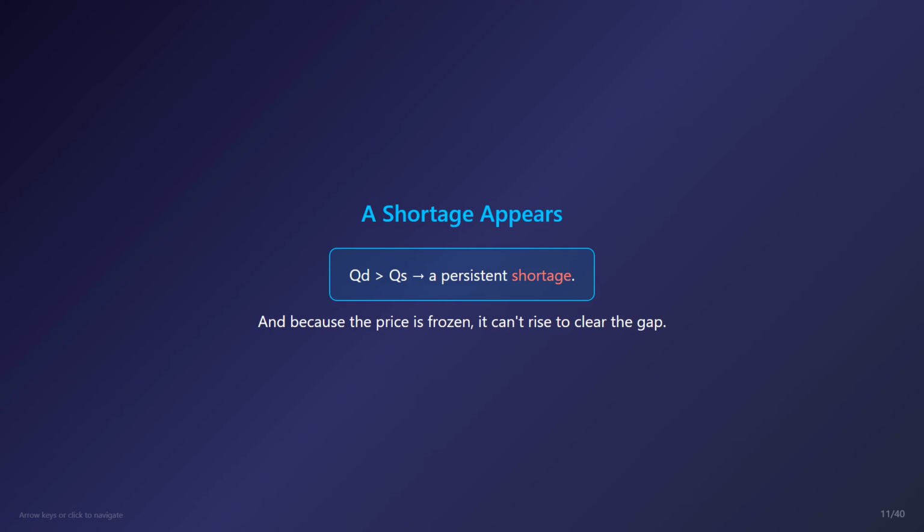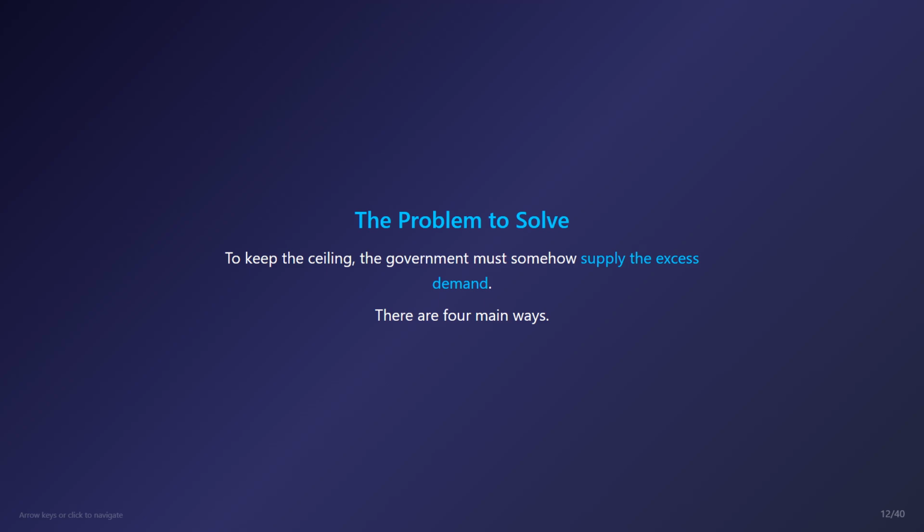This excess demand is a shortage. Quantity demanded exceeds quantity supplied, and because the price is frozen by law, it can't rise to close the gap the way a free market would. The shortage simply persists. So the government faces a problem. To keep the ceiling in place, it must somehow supply that excess demand. There are 4 main ways it can try to do this.